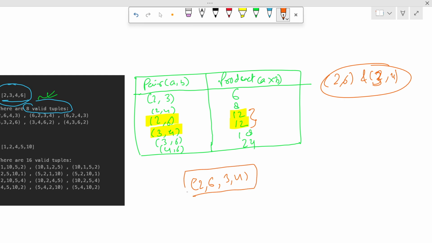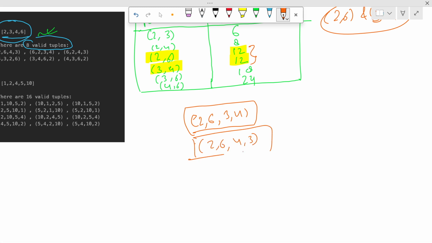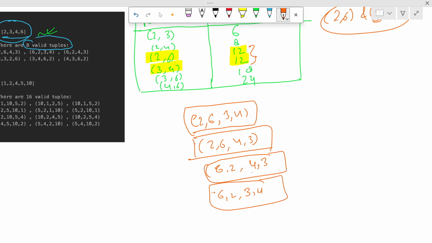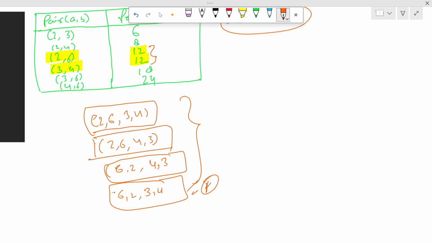First we have to get one tuple, and you can say 2 6 4 3. You can rearrange this one as 6 2 4 3, and you can say 6 2 3 4. So 4 pairs we have to calculate here. Okay, 4 pairs.